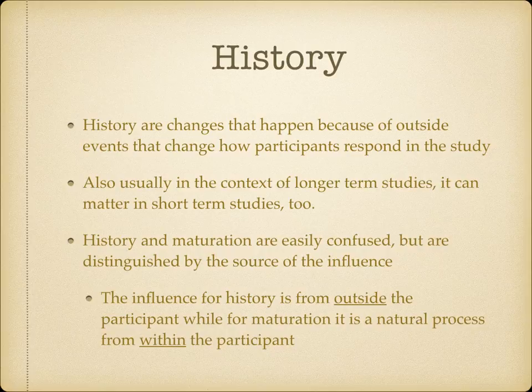The influence for history is from outside the participant, an external event that has an effect on the participant that might be measured in your study. While maturation is a natural process from within the participant, it is simply how they're going to change and grow over time based upon being a human or animal that you're observing.